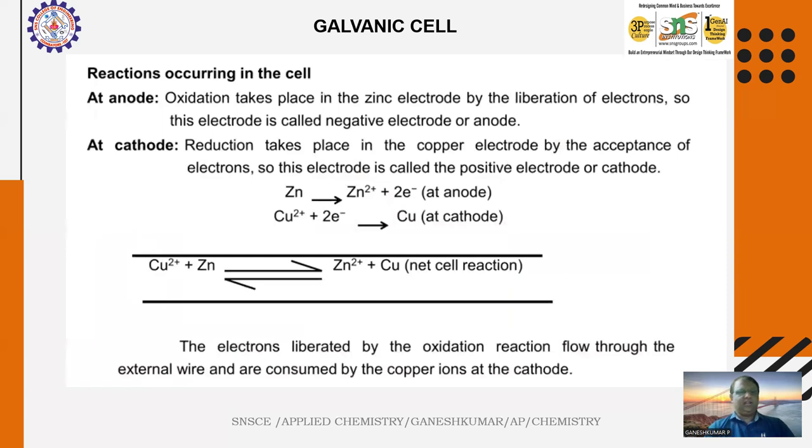Reactions occurring in a cell. At the anode, oxidation takes place at the zinc electrode, with liberation of electrons. At the cathode, reduction takes place at the copper electrode by accepting the electrons which pass through the wire. Here the reaction: zinc donates 2 electrons to give Zn2+, copper takes up the 2 electrons to give copper, and the overall reaction is Zn + Cu2+ gives Zn2+ + Cu.